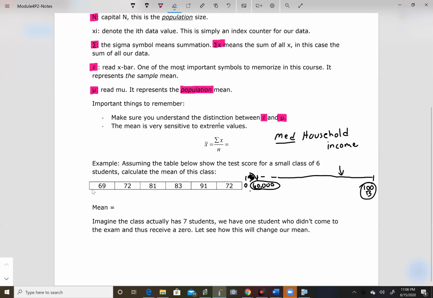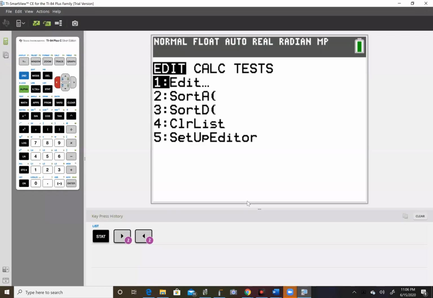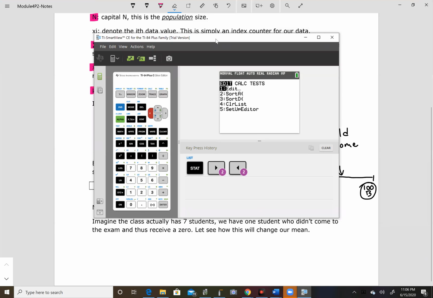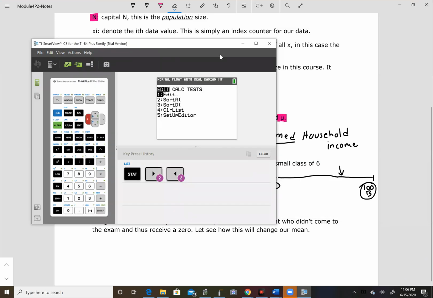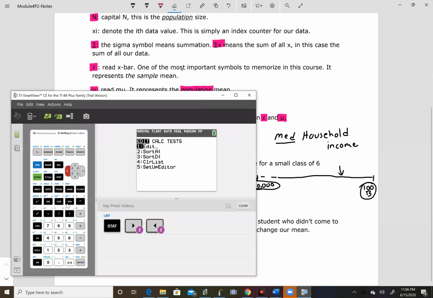Okay, so here we want to find the mean of this sample of 6 students and their test scores. So I want to teach you how to do that on the calculator really quickly. I told you my trial ran out, so they just gave me the bare bones. So here's what I want you to do.